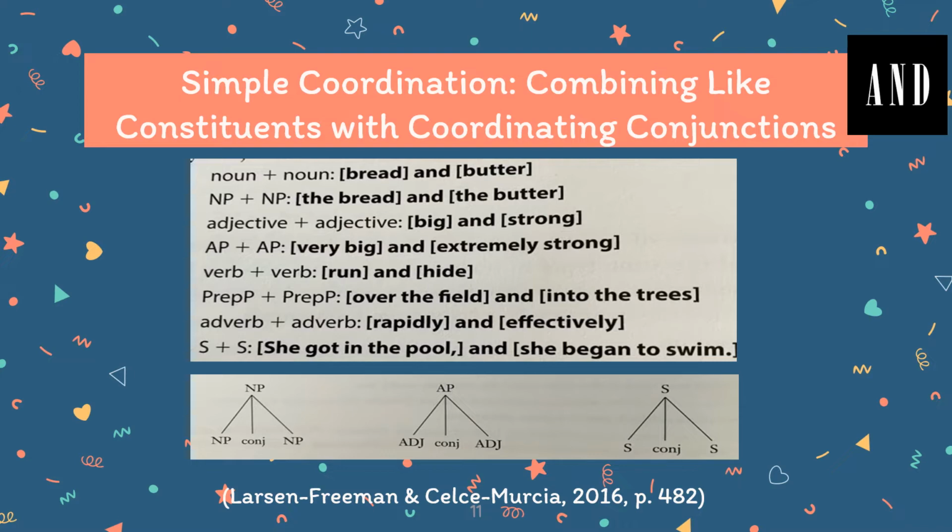And then in the second picture, down here, we have the visual representation of this. So we have the noun phrase, and then that is broken down into the noun phrase plus conjunction plus the noun phrase. And then we have the adjective phrase with the adjective, conjunction, adjective, and the sentence with sentence, conjunction, sentence.